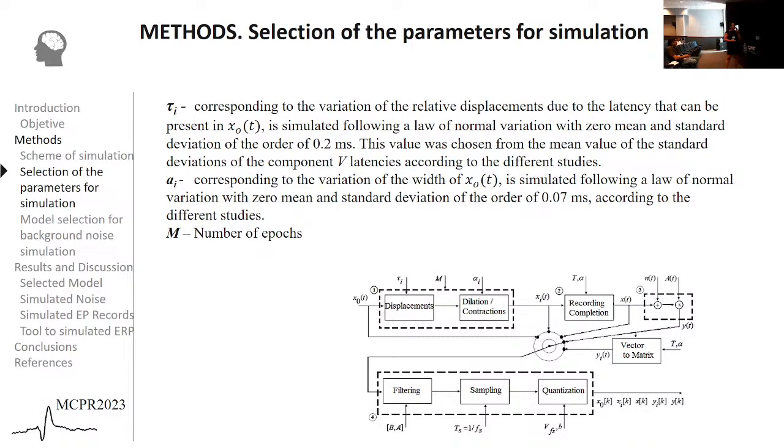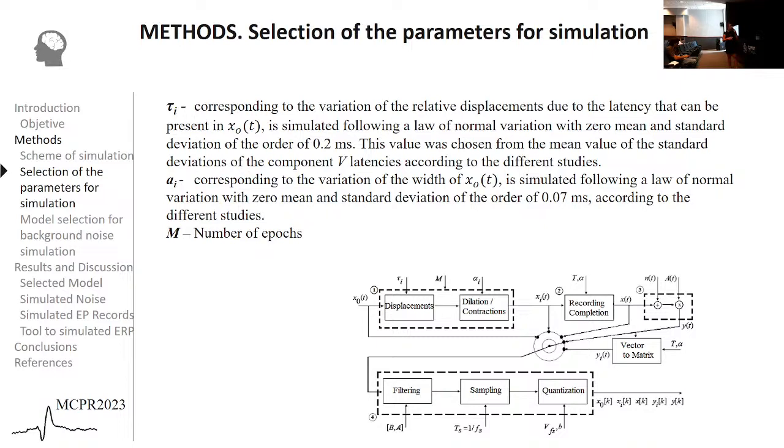The second term, tau I, corresponding to the variation to relative displacement due to the latency that can be present in X0, is simulated following a normal variation with zero mean and standard deviation of the order of 0.2 milliseconds. This value was chosen from the mean value of the standard deviation of the component 5 latencies according to the different studies.